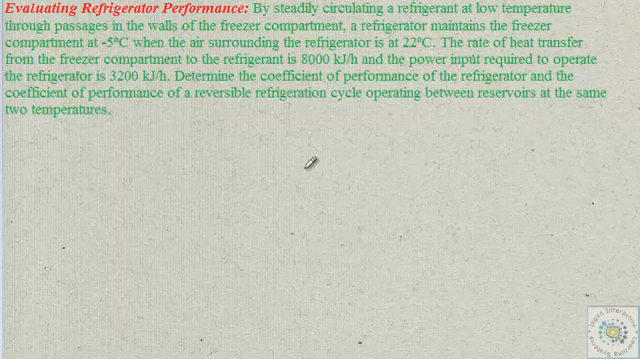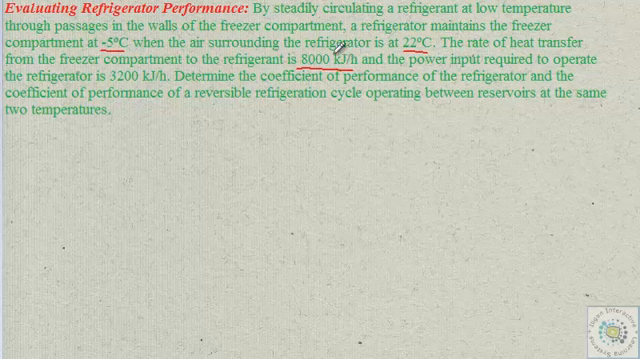Okay, we are asked here to evaluate the performance of a refrigerator. By steadily circulating a refrigerant at low temperature through passages in the walls of the freezer compartment, a refrigerator maintains the freezer compartment at -5 degrees Celsius when the surrounding air is at 22 degrees. The rate of heat transfer from the freezer compartment to the refrigerant is 8,000 kilojoules per hour.